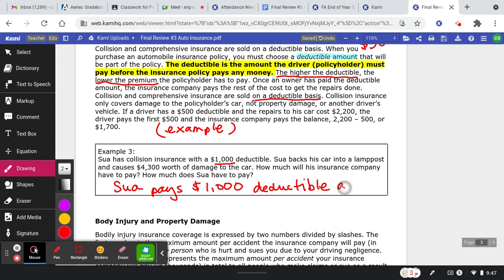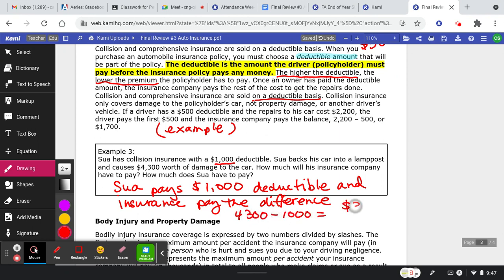And then insurance pays the difference as long as it's within his coverage limits. So what's the difference? I just take that $4,300 in damage, subtract off the deductible, and insurance pays the $3,300.